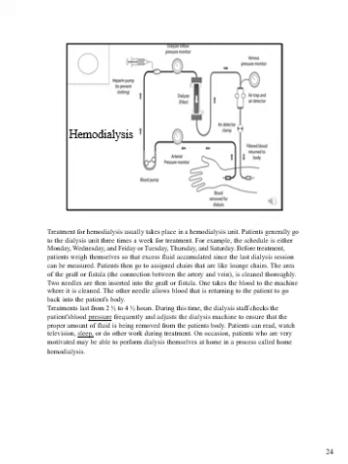Patients then go to assigned chairs that are like lounge chairs. The area of the graft or fistula, which is the connection between the artery and vein, is cleaned thoroughly. 2 needles are then inserted into the graft or fistula. One takes the blood to the machine where it is cleaned. The other needle allows blood that is returning to the patient to go back into the patient's body.